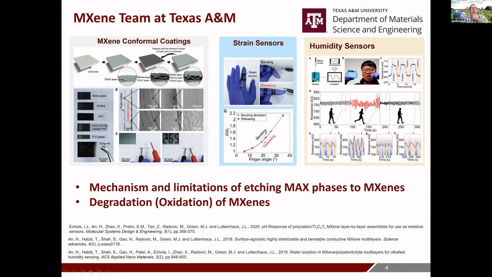And what's even more important, if they're coated on polymers that are stretchable, they can serve as sensors that can be stretched by 40% without losing conductivity. And this process is quite repeatable, up to 6,000 cycles. We can use it for stress sensors, or we can use those MXene films as humidity sensors.